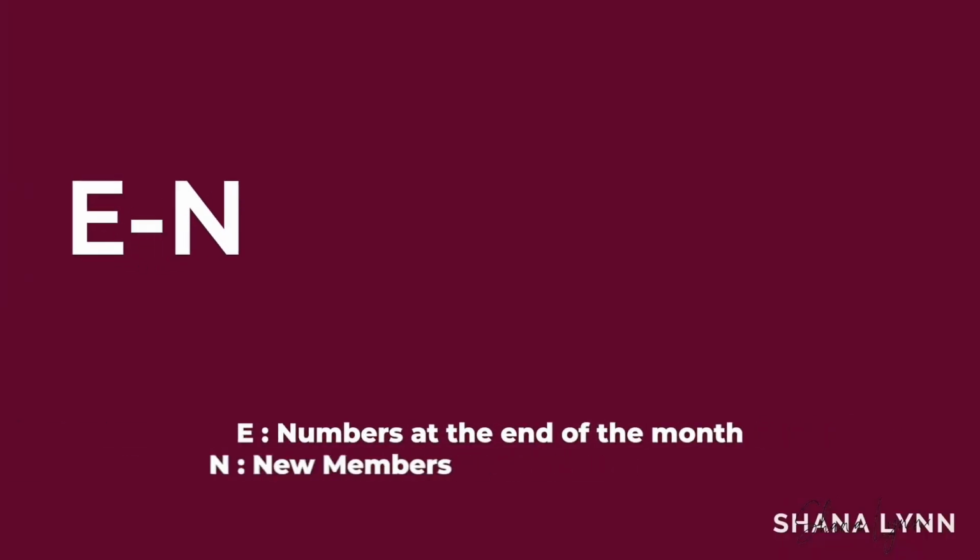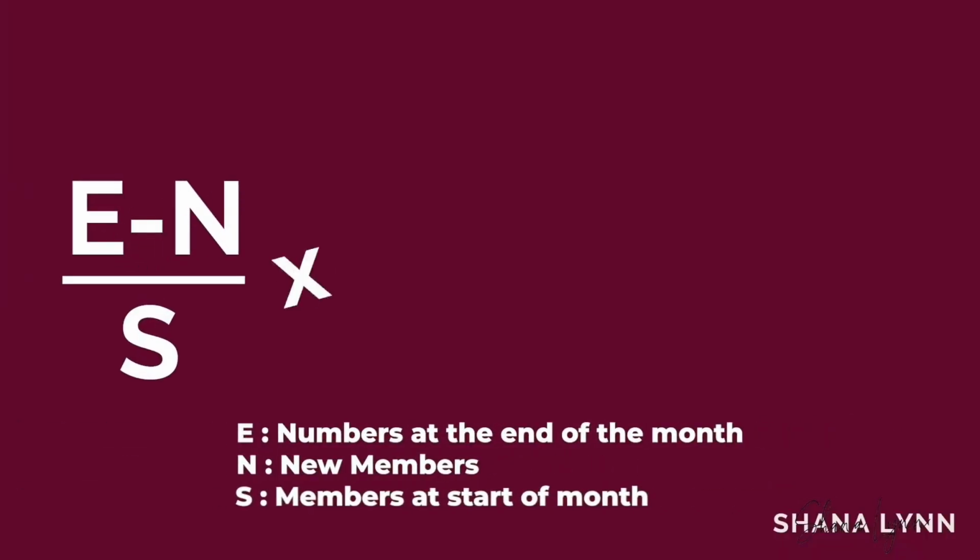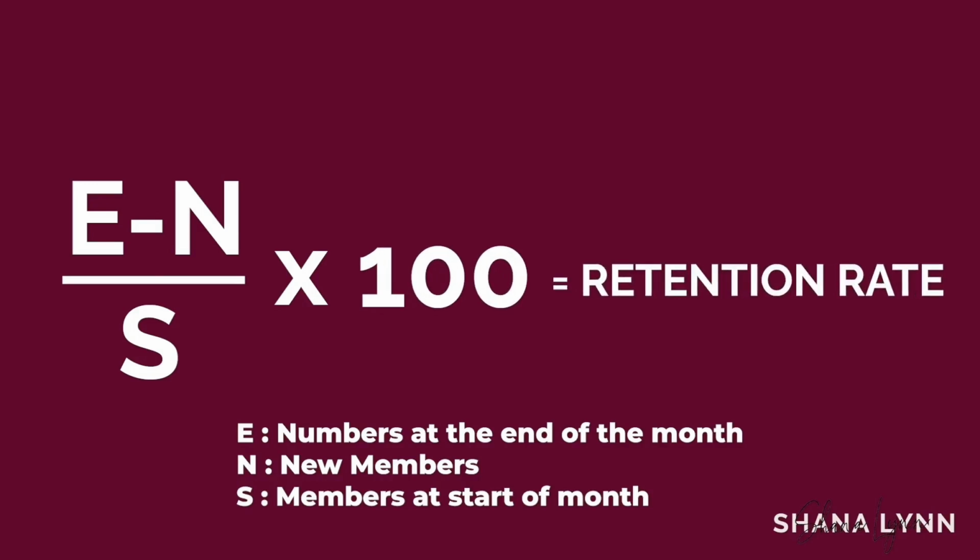Okay, here we go. Here's the simple formula for tracking retention. Okay, you're going to do E minus N divided by S times 100. E minus N divided by S times 100. What do these mean? Well, E is the end of the month. How many members do you have in your program at the end of the month? So let's say it's May 31st. At the end of the day on May 31st, how many members do you have inside of your program?